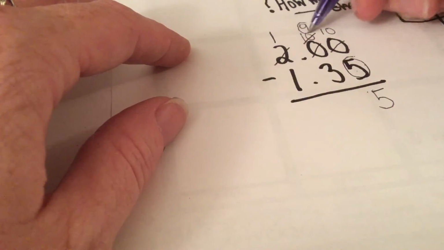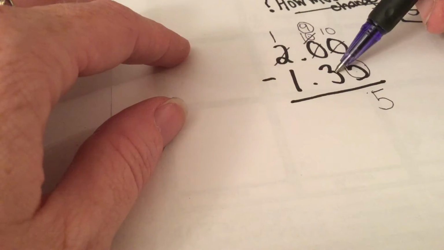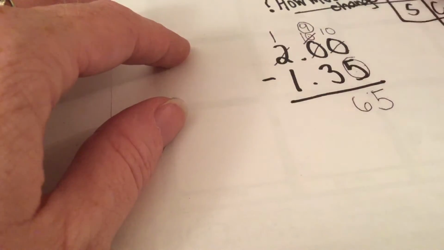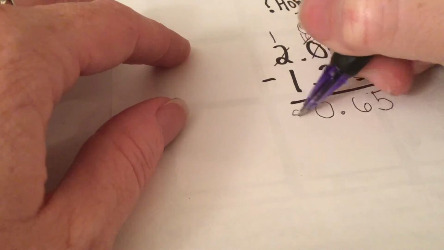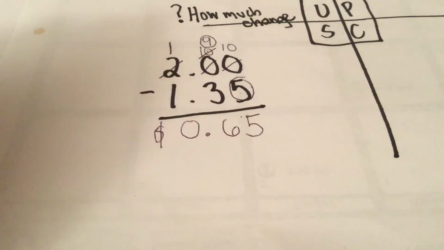10 minus 5 is 5. Again, I circle where my bigger number is. 9 minus 3, more on top, no need to stop. 9 minus 3 is 6. I'm going to carry my decimal point straight down, and 1 minus 1 is 0. So I'm saying that my change, that the cashier owes me, is 65 cents.